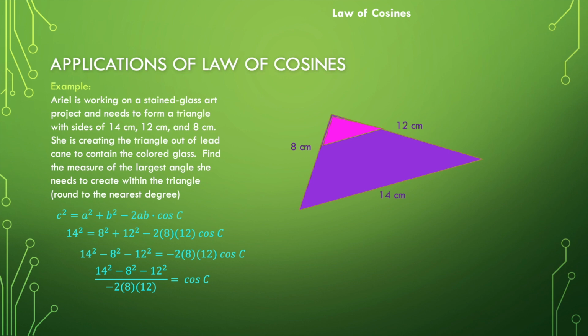Great. Remember, we're not really interested in the cosine of C. We're interested in C. So in order to find C, we would isolate it by taking the cosine inverse. The cosine inverse of that whole expression is going to equal C. Now it's just a matter of using our calculator to find what this is equal to. And when we do that, we're going to find that C is about 86 degrees.